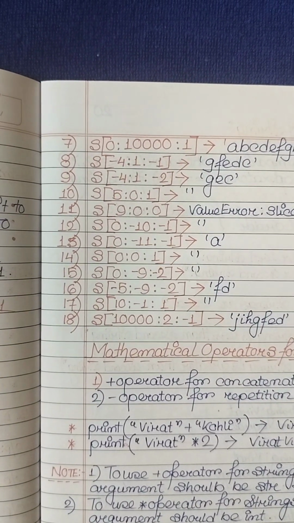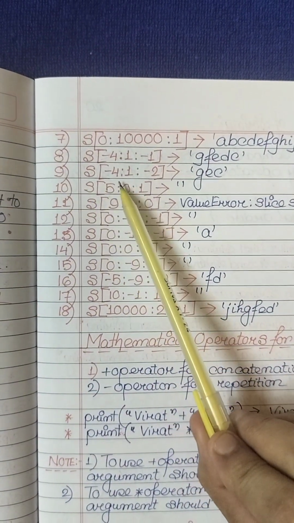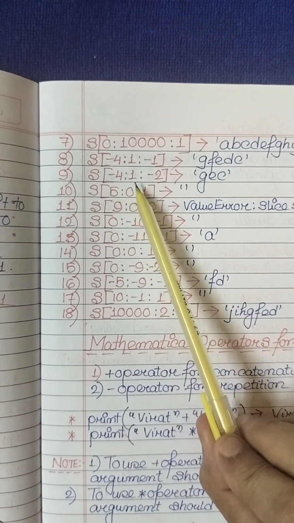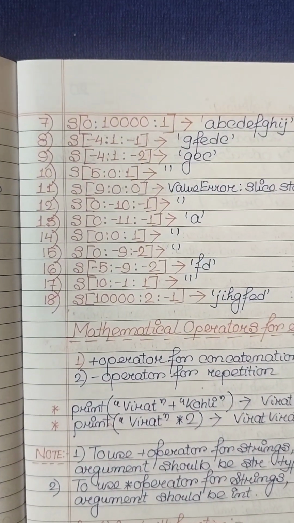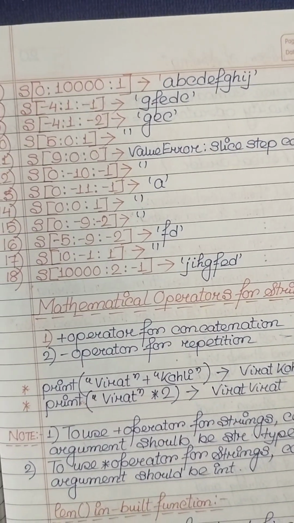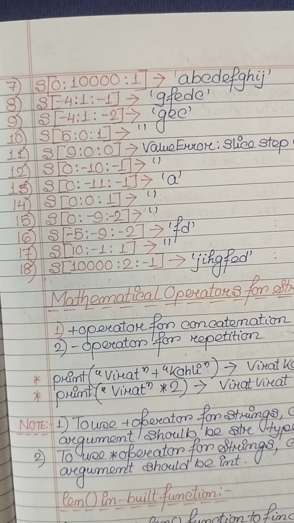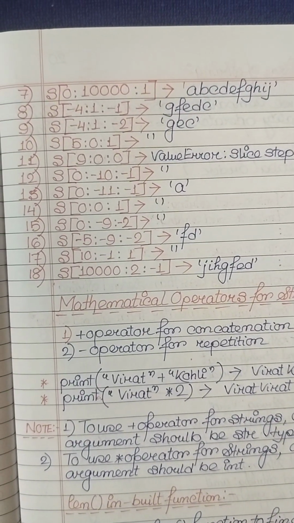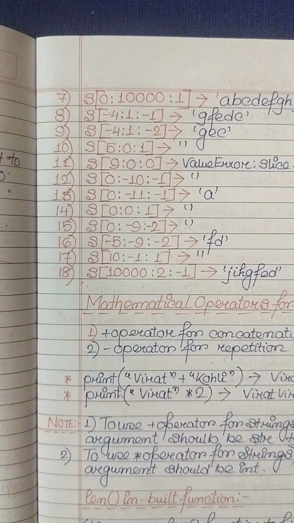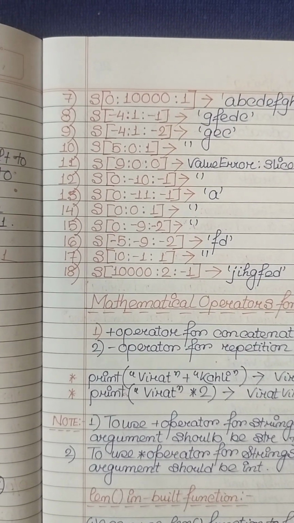If in this variable the begin value is minus 4, the end value is 1 and the step value is minus 2, then the output will be G, E, C. It will also print from the backward direction, because its step value is minus 2, negative. Negative is always in the backward direction, positive in the forward direction.